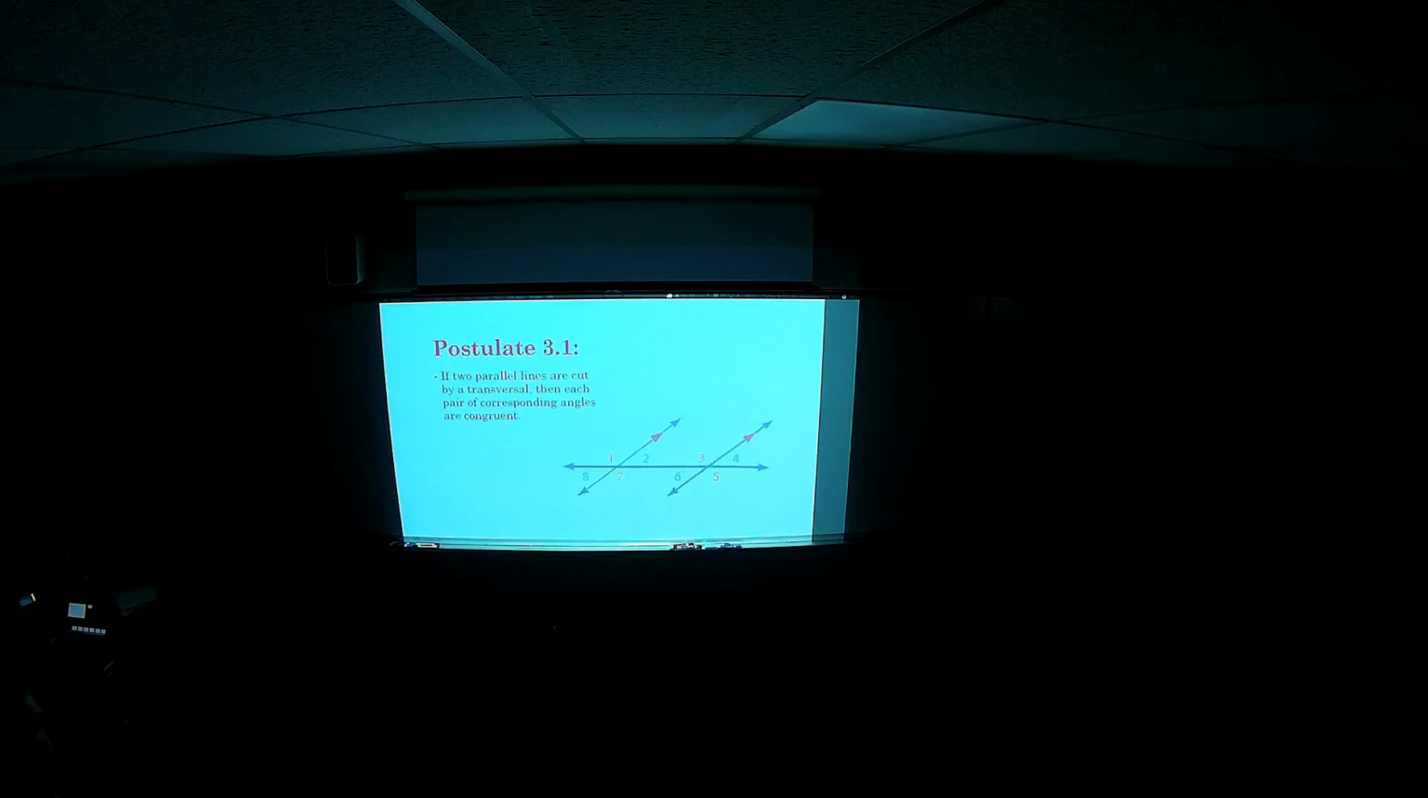Now, even if you turn your head sideways, it still works. Even going vertical, that type of thing. You just have to know where your transversal is, so you can identify where the interior and exterior angles are. Remember, corresponding angles are on the same side of the transversal. One's interior, one's exterior, and they do not touch. That's why I picked 1 and 3.